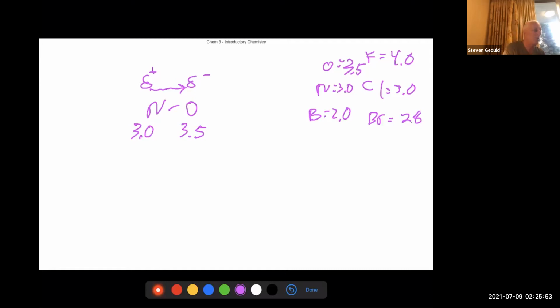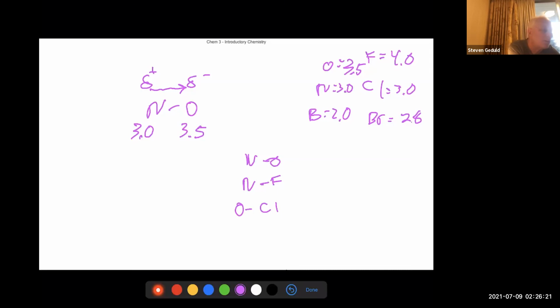So when we're doing this, you can say which, let's have a nitrogen oxygen bond. Let's have a nitrogen fluorine bond. And let's have a boron. Let's have an oxygen chlorine bond. Okay. Which one of those bonds is the most polar?